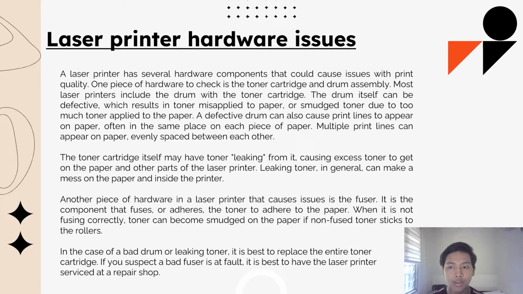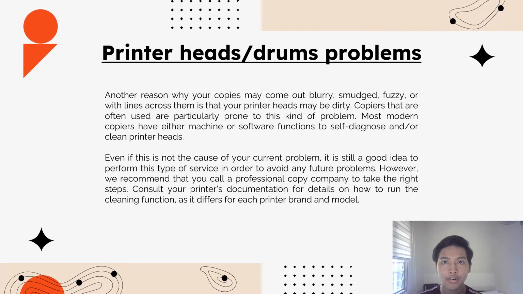Another piece of hardware in a laser printer that causes issues is the fusor. It is the component that fuses the toner to adhere to the paper. When it is not fusing correctly, toner can become smudged on the paper if non-fused toner sticks to the rollers. In the case of a bad drum or leaking toner, it is best to replace the entire toner cartridge. If you suspect a bad fusor is at fault, it is best to have the laser printer serviced at a repair shop. Printer heads or drums problems.